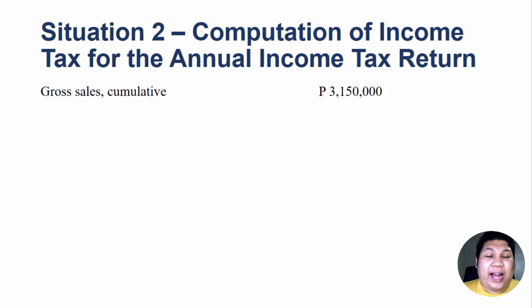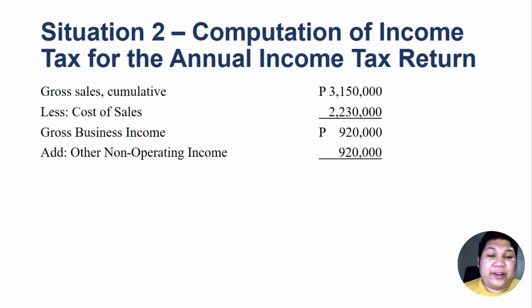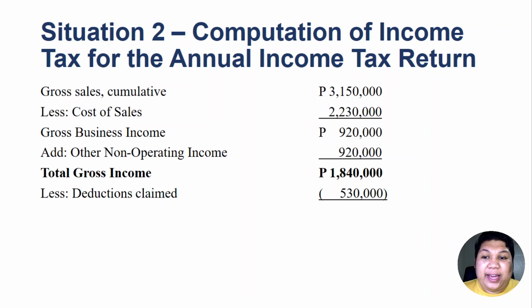So we have here the gross sales cumulative. This is from the first quarter to the fourth quarter. And since Juan is no longer qualified for the 8% optional rate, we will use the graduated rates and we will use the itemized deduction. So we will deduct the cost of sales, that is 2,230,000. We have a gross income or gross business income of 920,000 pesos. And we will add the other non-operating income of 920,000 pesos to get the total gross income of 1,840,000 pesos. And from then, we will claim the deductions of a total of 530,000 pesos to get a taxable income of 1,310,000 pesos.